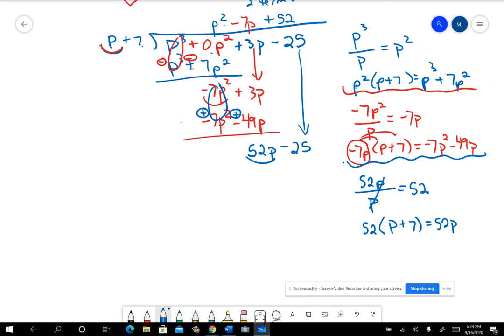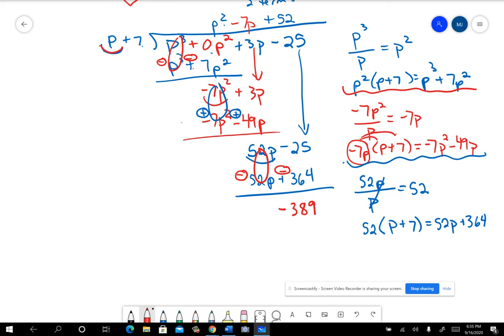And then this time, I don't get a remainder of 0. See, this turns out to be 52 times 7 was 364. Positive 364. And that goes right here, 52p plus 364. Now we're at that subtraction step. So when I subtract, I distribute a -1 throughout, which changes the signs. This is gone. -25 and -364 don't make a positive because we're adding. We're going to get a -389. Rather than having a remainder of 0, we have a remainder of -389.